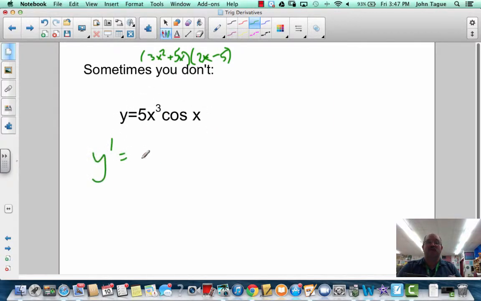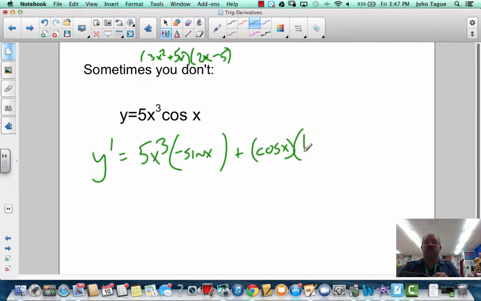Y primed. So first, times the derivative of the second, derivative of cosine, negative sine, plus the second, which is the cosine of x, times the derivative of the first, which is 15x squared. Then we want to make it look all nice. We never have a dangling negative sign in the middle, so we bring that right up front. Negative 5x cubed sine x.